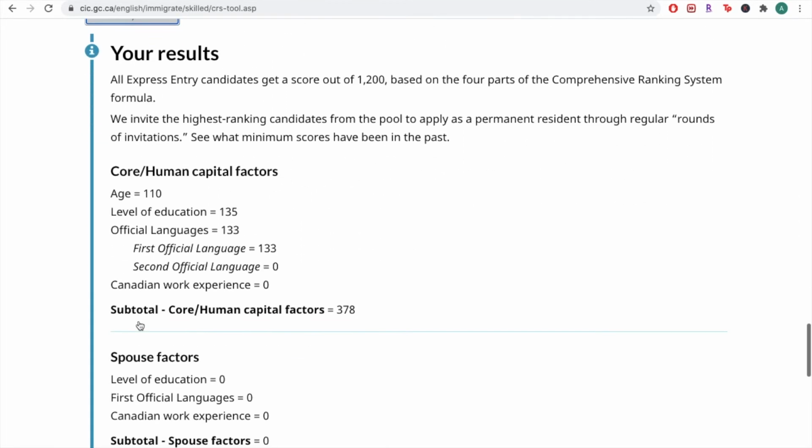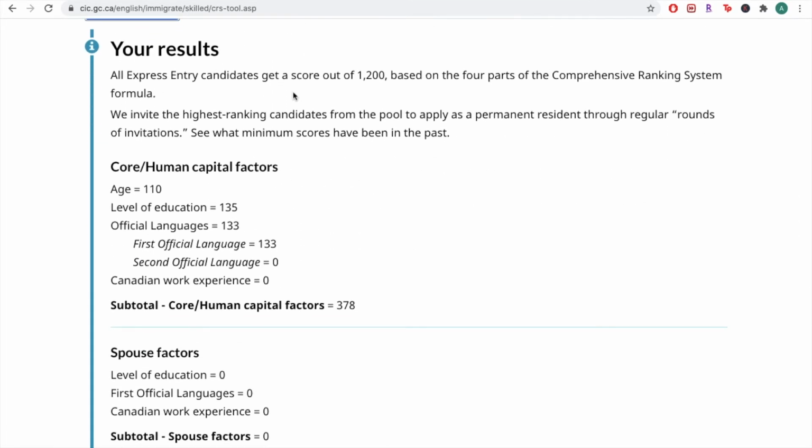So here is my result. It says here that the score is usually out of 1,200. For age, I have 110, which is the highest. Level of education, I have 135. That is not the highest because the highest is a PhD. For official languages, I have 133, and that's because I only speak English. If I had French as a second language, I would get extra points. For Canadian work experience, I have 0, because remember when I was filling the form, I chose that I do not have Canadian experience. So for my core and human capital factors, I have 378 points.